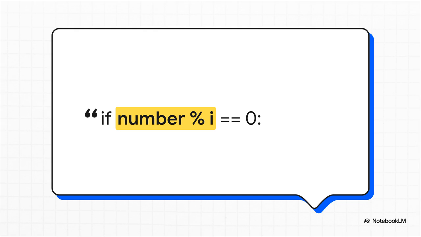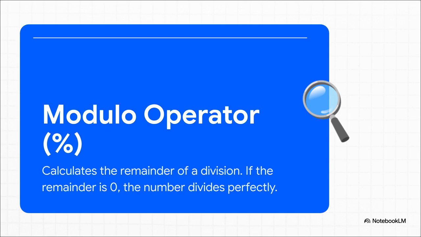And just like our paint calculator, this puzzle also has one key line that does all the heavy lifting. This test, if number % i equals 0, is where the real logic is. And that little % sign, that's the whole secret. That percent sign is called the modulo operator. It looks a little weird, but all it does is give you the remainder of a division.